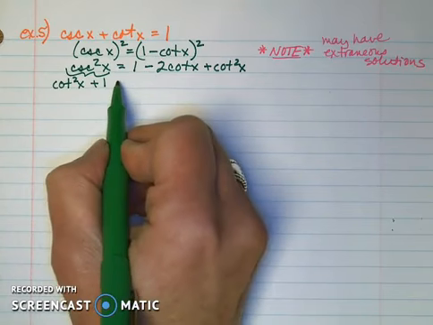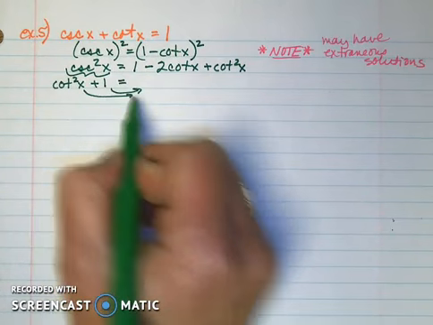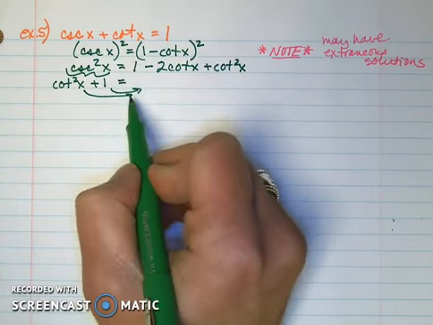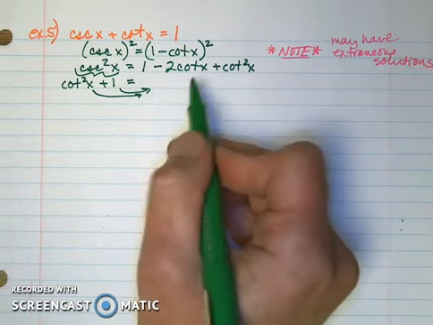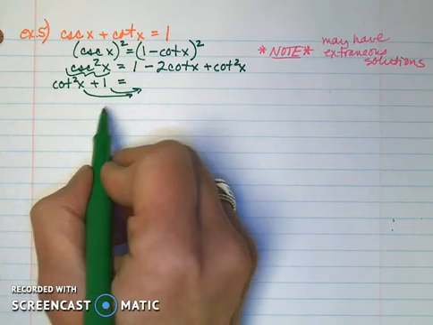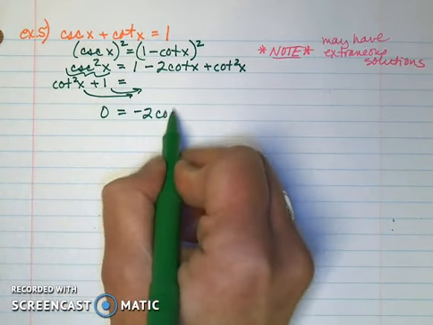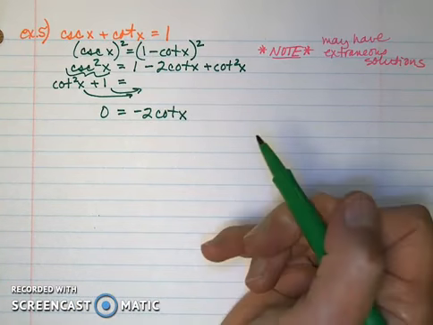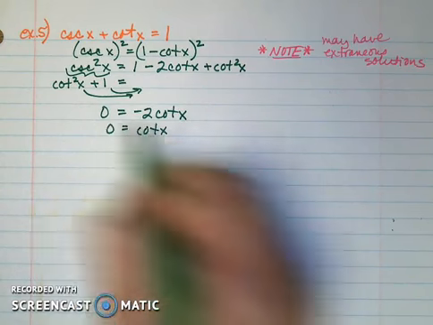If I take everything over here, I'm going to subtract the cotangent squared. Do you see how I'm going to have 1 minus 1? They're gone. I'm going to have cotangent squared minus cotangent squared. I'm going to be left with nothing on the left, and I'm going to have a negative 2 cotangent on the right. I can divide by negative 2, and I now have cotangent x equals 0.